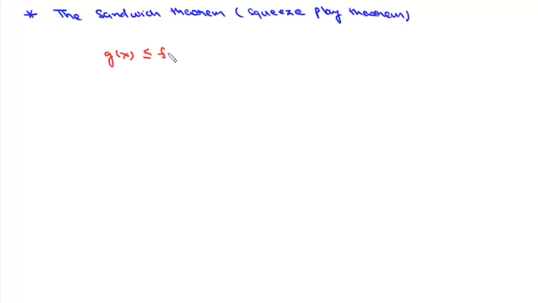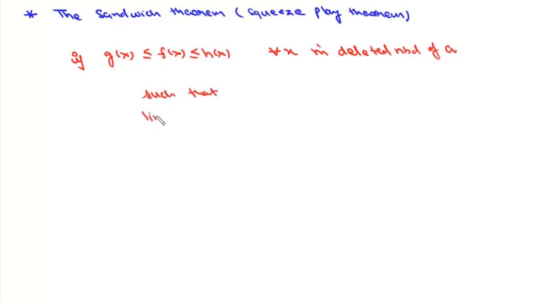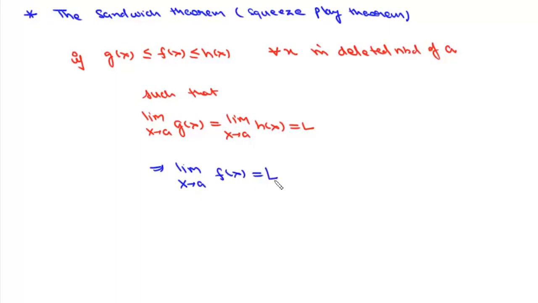g(x) is less than or equal to f(x), and f(x) is less than or equal to h(x), for all x in a deleted neighborhood of a, such that limit x tends to a g(x) is equal to limit x tends to a h(x), and it is equal to L, then the value of the limit x tends to a f(x) will also be L.